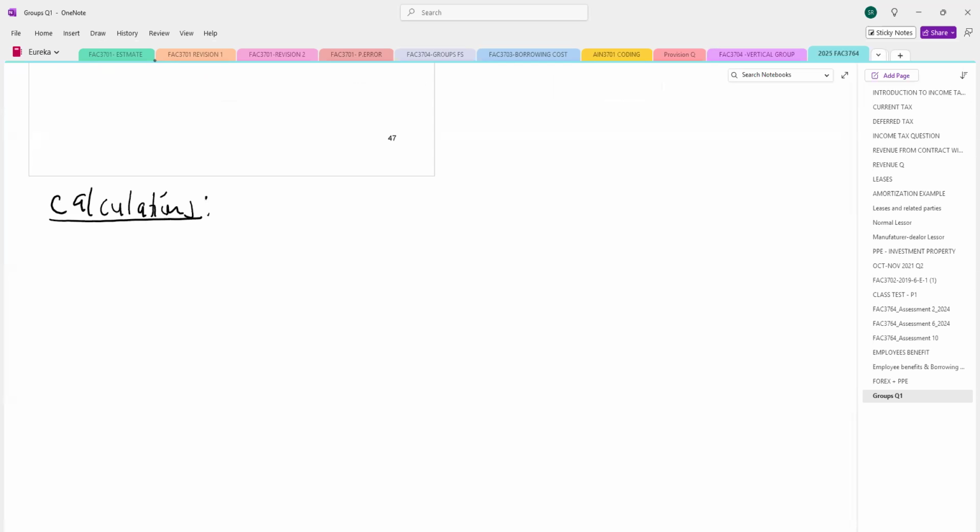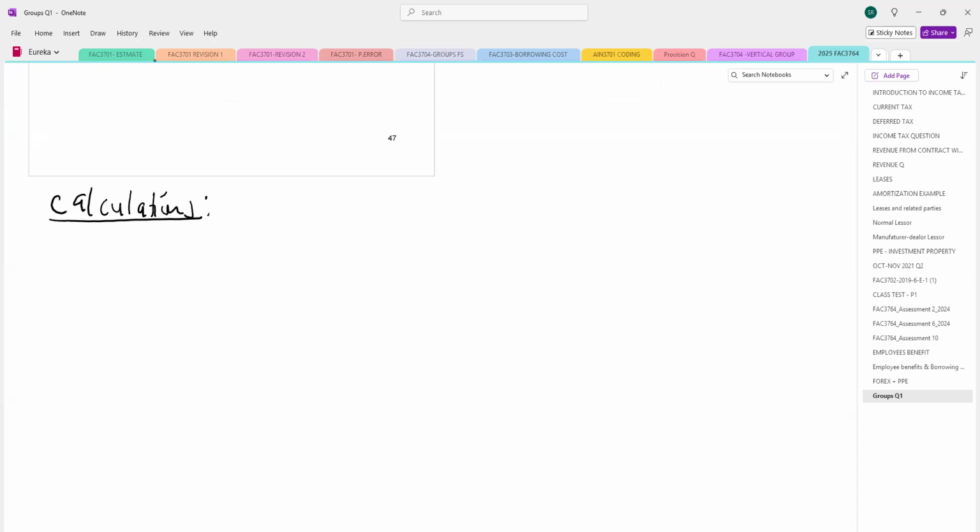Unless it's a simple group like we did in your second year. In second year, we only had one parent and one subsidiary. In third year, we can have multiple subsidiaries and a parent. We may have other forms of investment like associates. We can have joint ventures. We can have joint operations, right? So there are multiple forms of investment that can be part of the group.